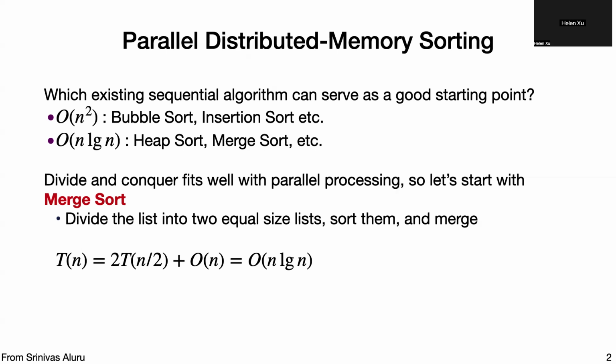And as we have seen, divide and conquer is usually a pretty good idea for parallel programming because it divides the problem into separate subproblems, which is nice when you want to work on them separately. So if we think about merge sort to begin with, we divide the list into two equal size lists, and then we merge them back together. This is the recurrence for the work. So T of n, you have two subproblems of size n over 2. You sort them, you have to merge them in time O of n, and that's n log n.